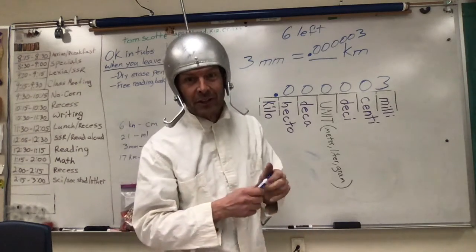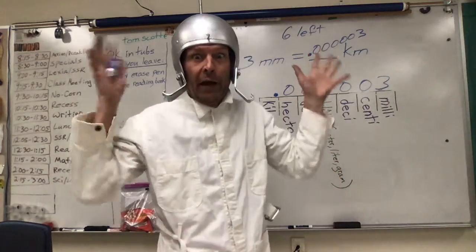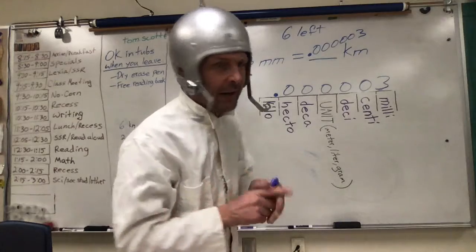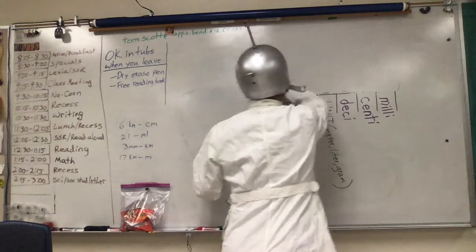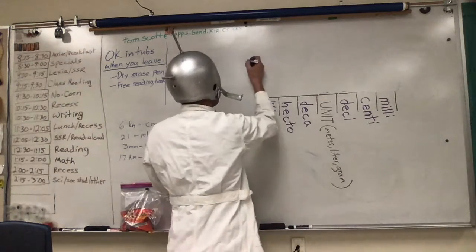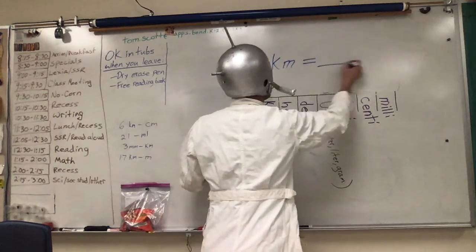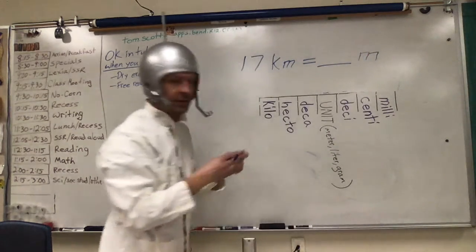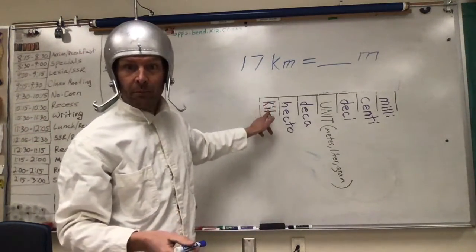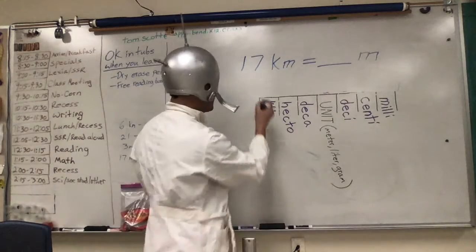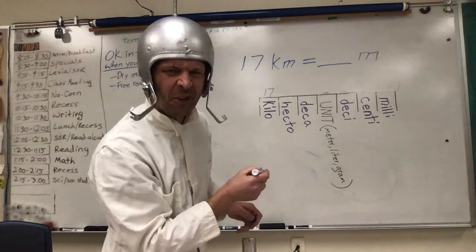Now there's one more situation I want to show you. The reason I want to show you this is because sometimes kids run into this type of situation and they freak out, and I don't want anyone freaking out. So let's take a look. You might run into something like 17 kilometers, and you're trying to convert that into meters. And you go, oh, I know how to do this. It's kilometers, so I have to put my number over the kilometer. So I'll just put a 17 there. Do I put both digits over the kilometers?